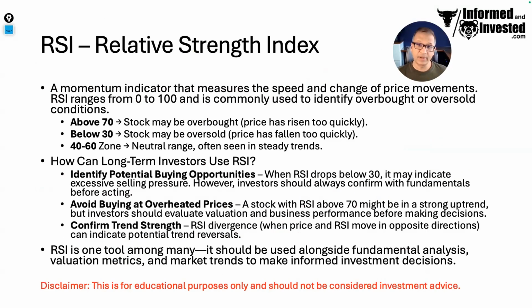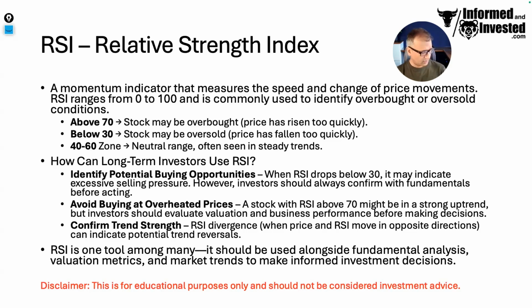The other one I'm going to bring to your attention is called the RSI, which stands for Relative Strength Index. This is also a momentum indicator that measures the speed and change of price movements. An RSI is between 0 and 100, and it's commonly used to identify whether a certain stock or an index is in overbought or oversold territory. Remember, MACD was showing the momentum. RSI is showing whether this is overbought or oversold, based on the volumes, etc.